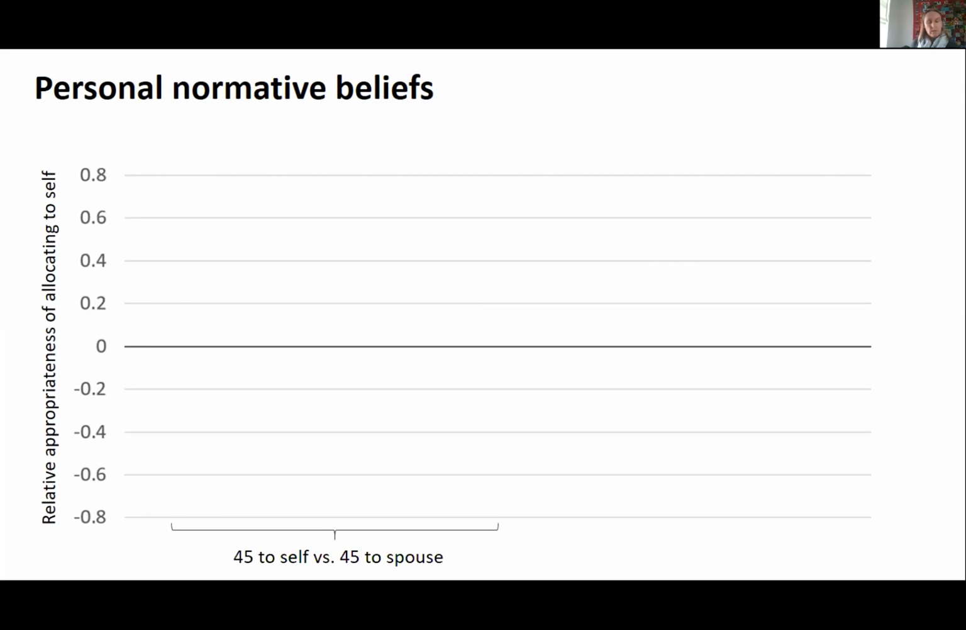So focusing on the 45 to self versus 45 to spouse allocations, here are the husbands' average relative appropriateness of allocating to self. Again, we see them being rather indecisive, or indifferent if you like, on average. And this is irrespective of whether they're evaluating husbands making this decision or wives, okay? In the case of wives, at a 10% significance level, we do get a positive relative evaluation of allocating to self, but it's very weak.